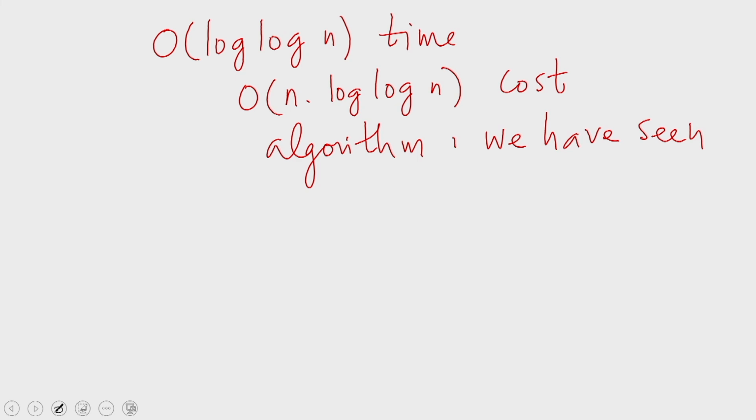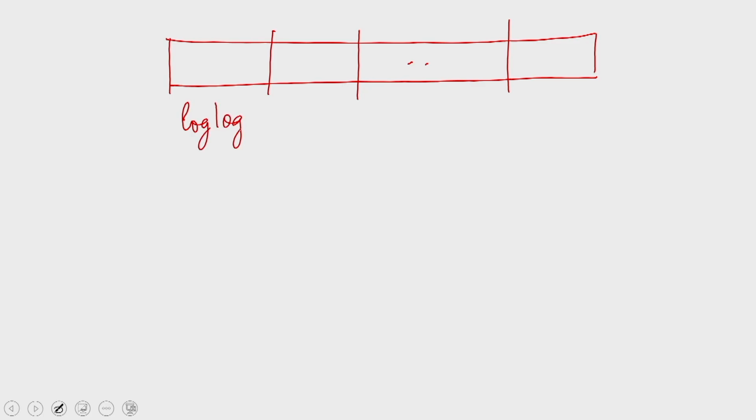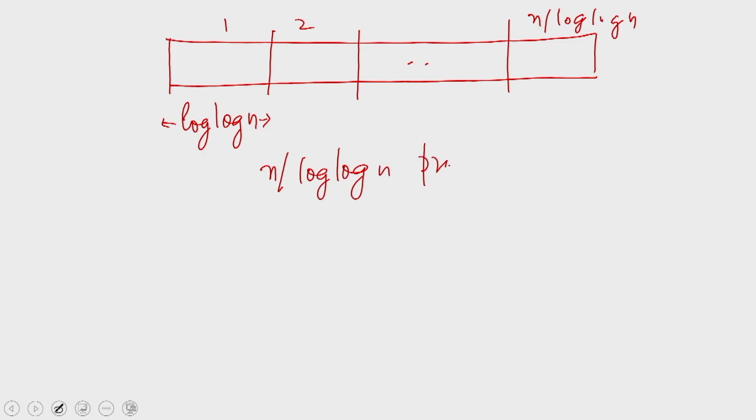Let us say we want to convert this algorithm into an optimal algorithm. For doing this, given an array of size n, where we have only n by double log n processors, we divide this array into segments of size double log n each. The size of each segment is double log n. So, the number of segments would be n by double log n. And we assume we have n by double log n processors. That is, we have one processor per segment.